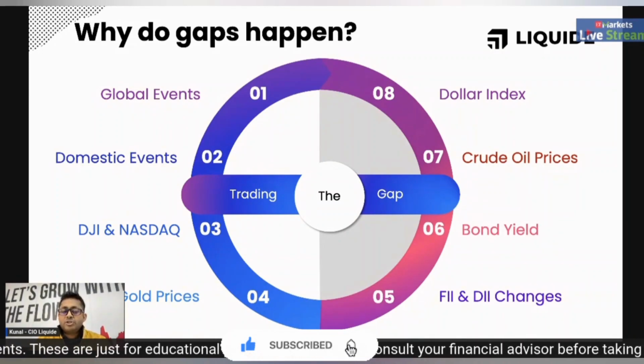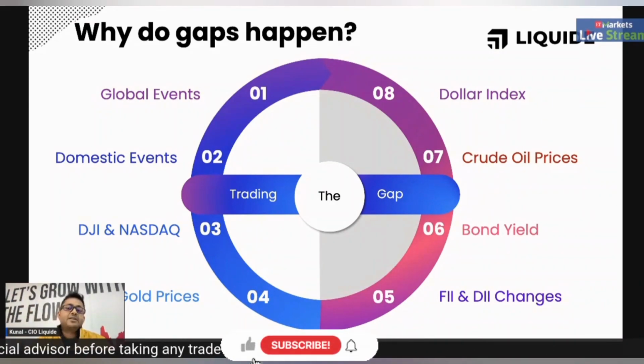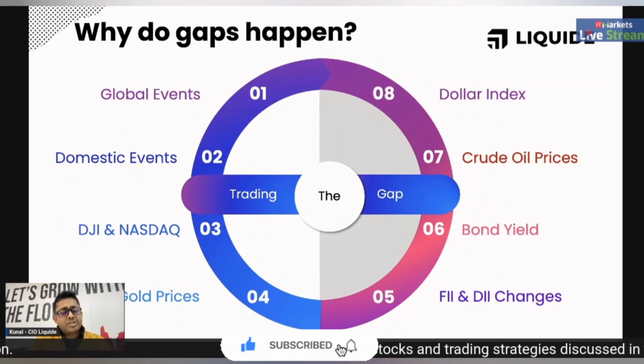Why? Because we close our market at 3:30 and open the next day at 9 o'clock. So there is a good 15-16 hour gap, and anything that happens within those hours is something that impacts the next day's opening. So these are the global events.